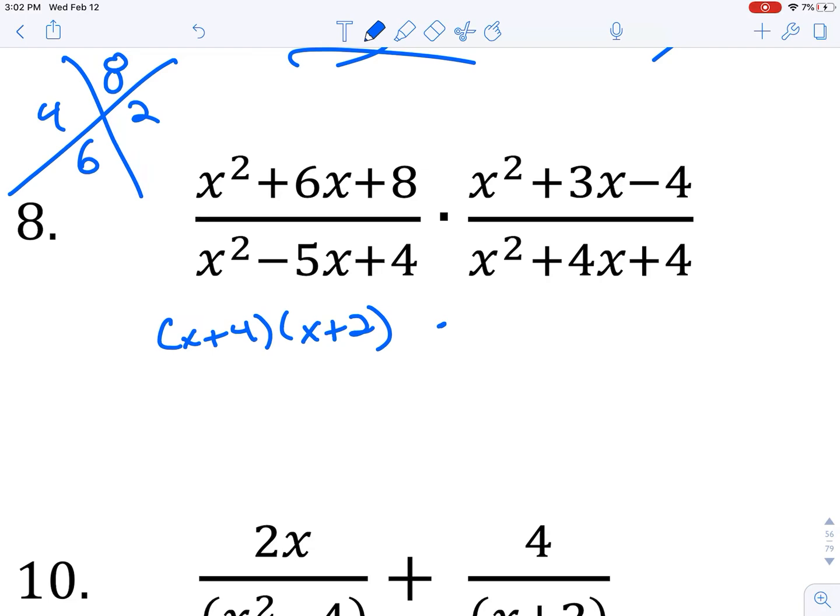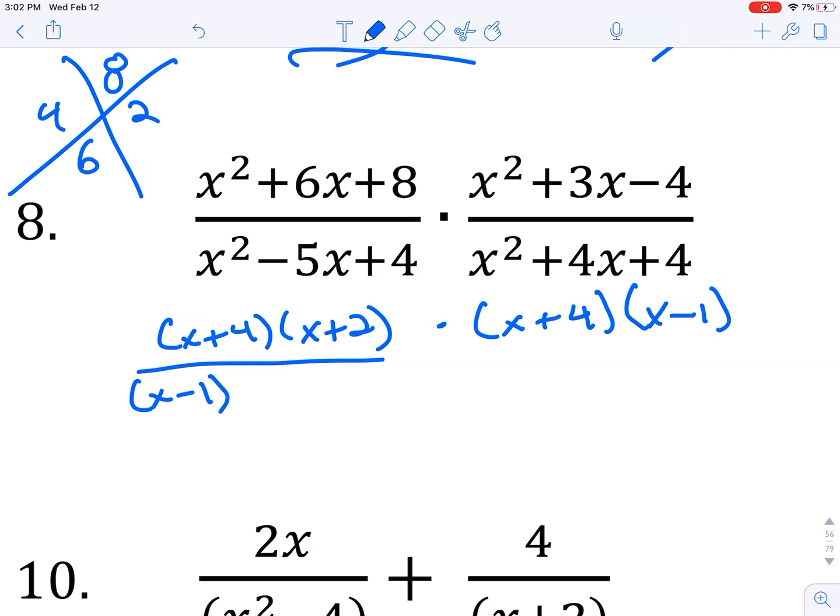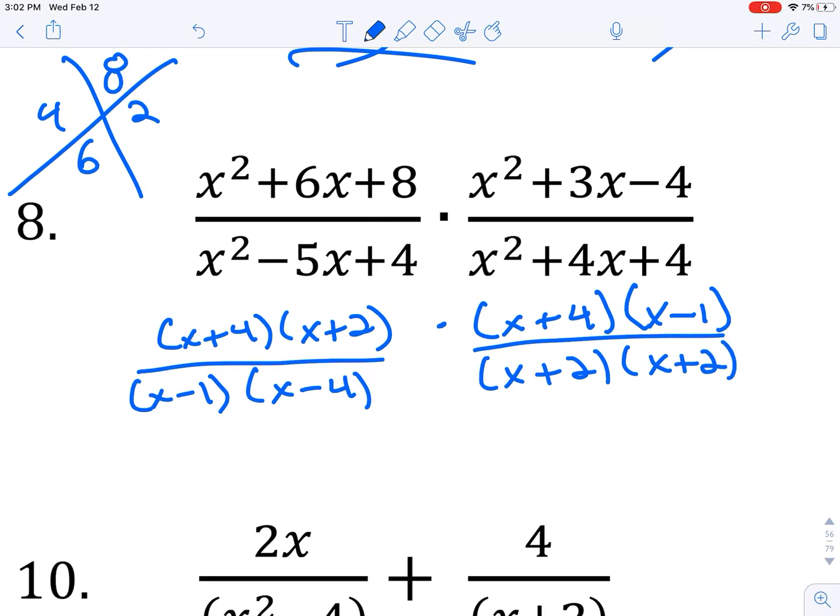And the top right, so the top left is that. The top right, let's see, that would be x plus 4, x minus 1. And then the bottom left would be x minus 1, x minus 4, and then this one is x plus 2 and x plus 2.